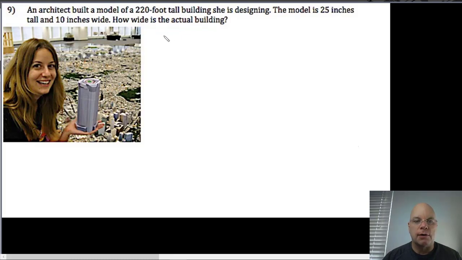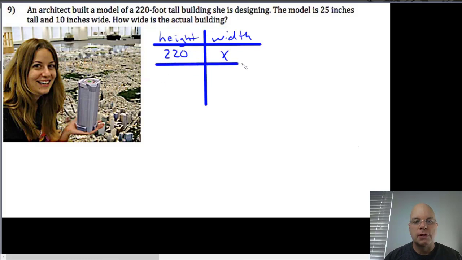So what we're comparing here, if we want to set up a ratio table, we're comparing height to width. The 220-foot tall building, so the height is 220. We don't know the width. That's what we're trying to find. So that's our unknown x. But we have the ratio of height to width for the model. The model is 25 inches tall and 10 inches wide.